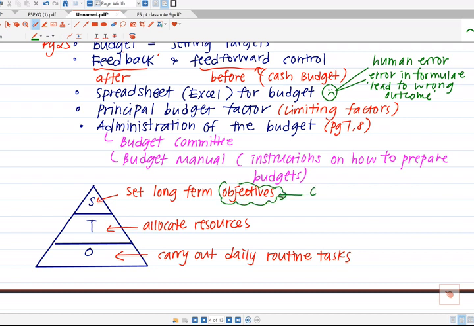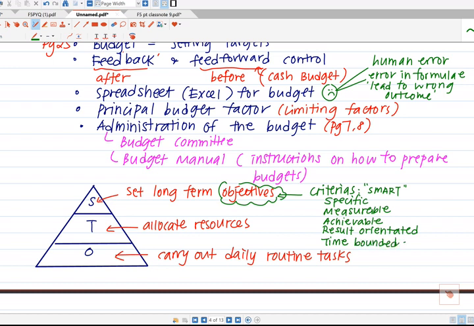So remember, objective, it must fulfill what are the criteria of objective? It must have the 5 criteria. We name it as SMART. Did you study this one before? Objective, it must be, the first is specific. It must be measurable. And it must be achievable. And it must be result orientated. And it must be time bounded. That's why when you say the objective, it must fulfill 5 different criteria.